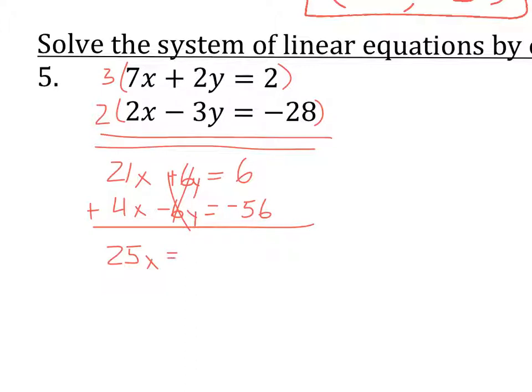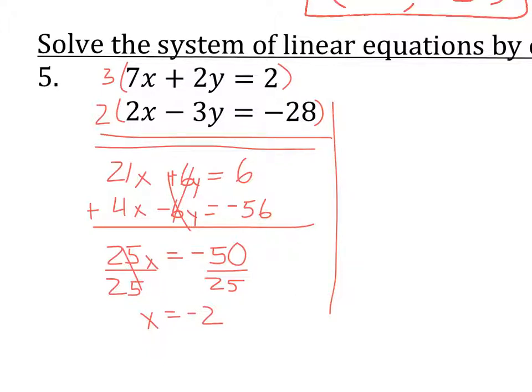And then on the other side of the equation, 6 and negative 56 makes negative 50. So then I divide by 25. x equals negative 2. Plug it back into one of my two original equations. Let's do the top. So 7 times x, which I just figured out as negative 2, plus 2y equals positive 2. So 7 times negative 2 is negative 14.